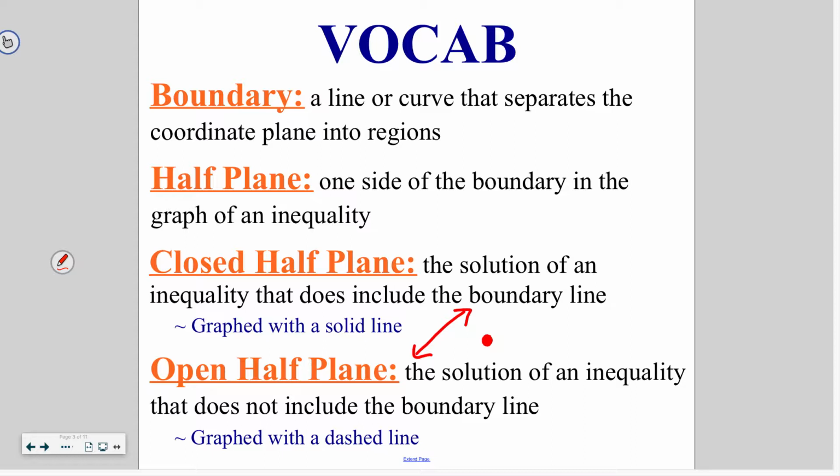The open half plane is the opposite, where it does not include the boundary line as part of the answer. So all of the points on the line are not part of our answer. This is going to be graphed with a dashed line and is similar to our open circle from one variable inequalities. I want you to make sure that you are making very clear whether it is a solid line or a dashed line. If I have to guess on any homework that you turn in or on the test, I will just mark it wrong, so make sure it is very distinctly either a solid line or a dashed line.